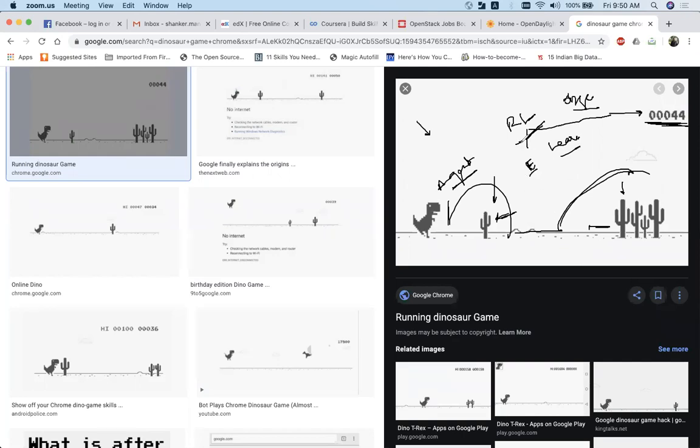Now, what is this reinforcement learning? So this is the environment. The environment is basically this road and this cactus. And what is the objective? The objective is to basically score as much as possible. And what is the agent? So this is the agent.